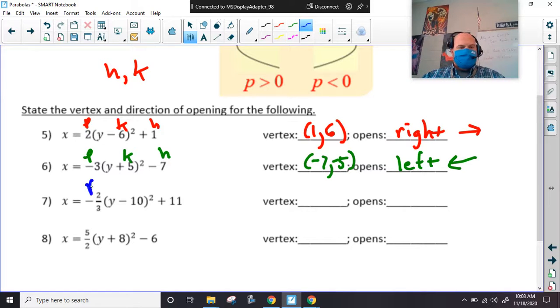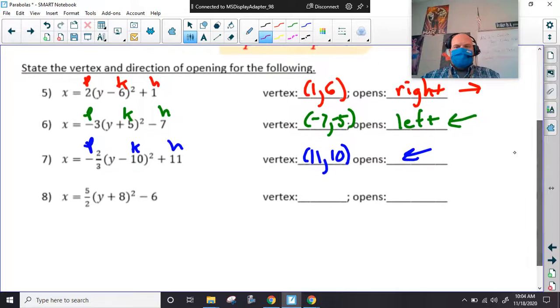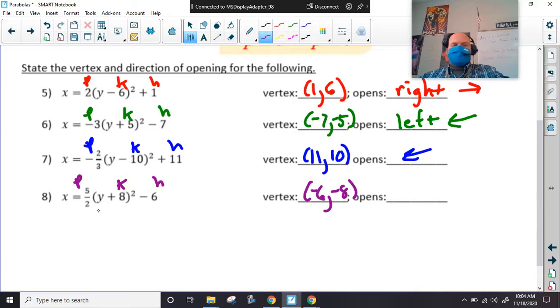This is my p, this is my k, this is my h. So my vertex is actually going to be (11, 10). Remember the opposite of the thing in the parentheses. This is negative, so it opens left. Next, p, k, h. My vertex is -6 for h, and the opposite of what's there for k, so that's -8. And even though p is a fraction, it's still positive. It doesn't matter, it's got to be positive. This opens to the right.